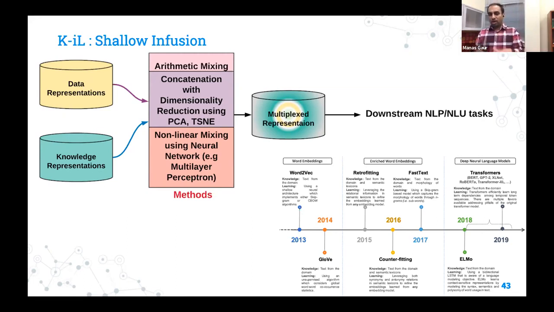On the bottom right, there are a bunch of different methods which have been developed along this line of shallow infusion. They are basically capturing knowledge by using word level features, character level features, or attention mechanisms to improve your input data structures.